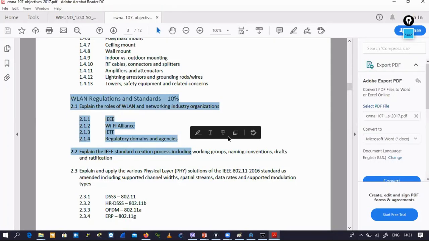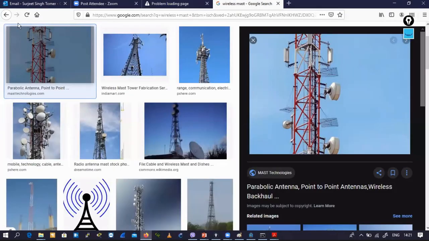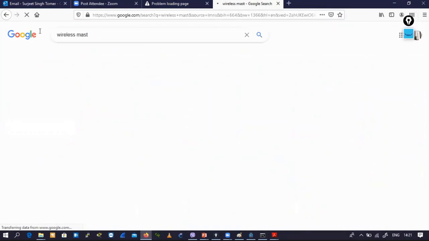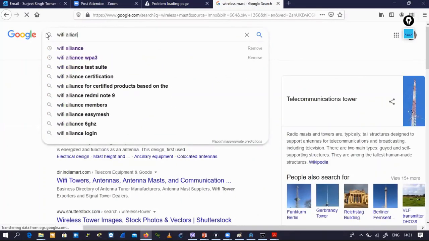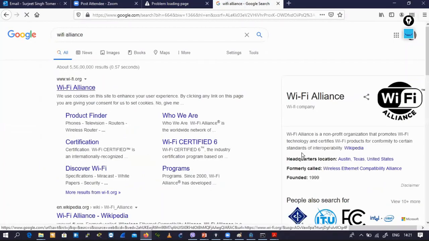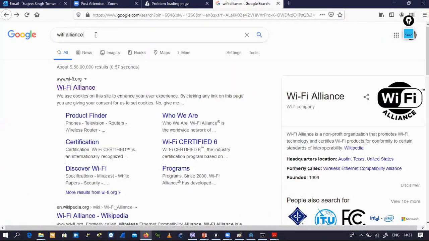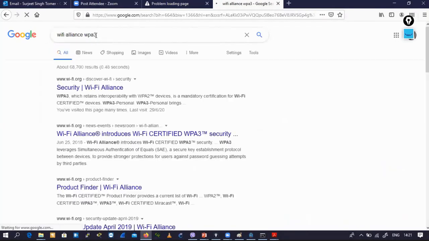The standard of, see, I will show you one more thing about the Wi-Fi Alliance. The Wi-Fi Alliance is actually a non-profit organization, right? I will show you here. This is called the Wi-Fi Alliance. You can see this is a non-profit organization that promotes Wi-Fi technology and certifies Wi-Fi. This organization actually launched one more security, which is known as Wi-Fi Protected Access 3. Everyone is using 2 now, right?